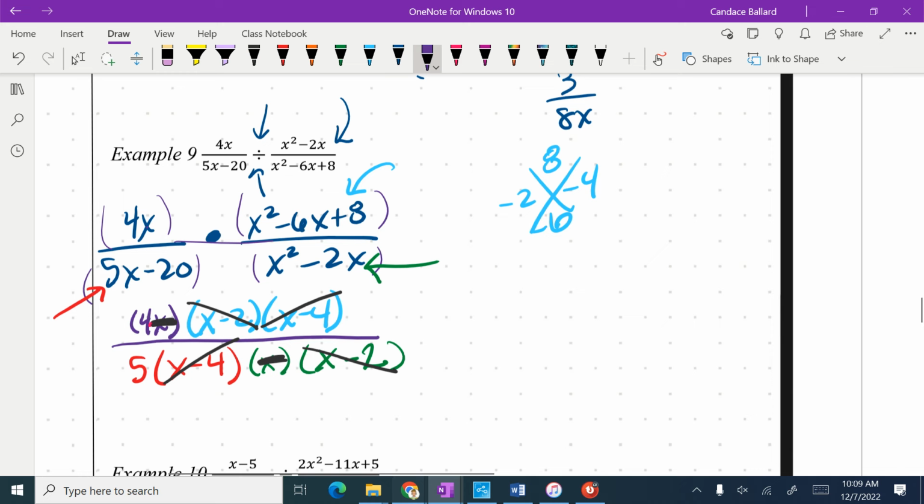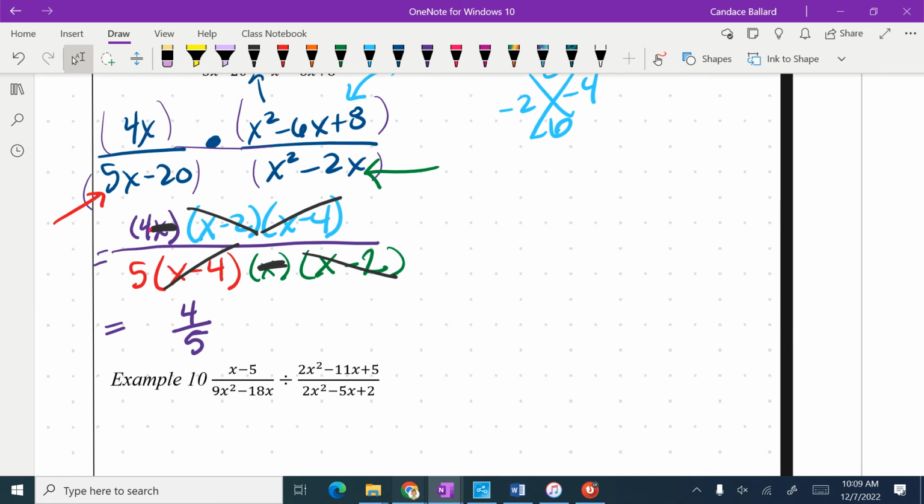All right, and let's see. That means we are equal to, what's the only thing left in the numerator? What's the only thing left in the denominator? Perfect. And that one, like I said, it might not come down that nice. Sometimes it does. Sometimes we get lucky.